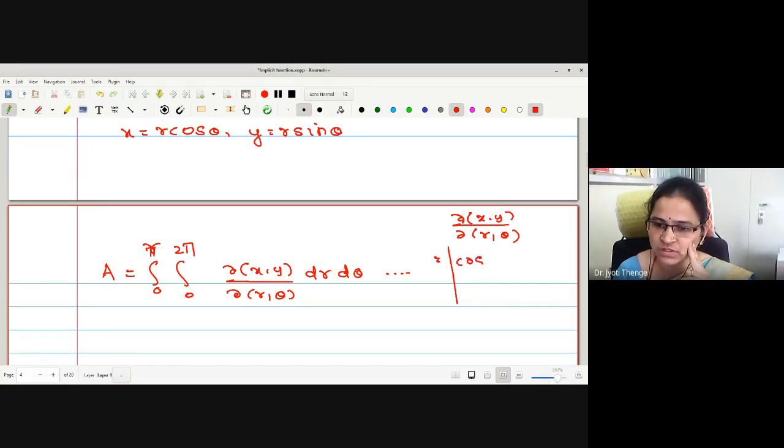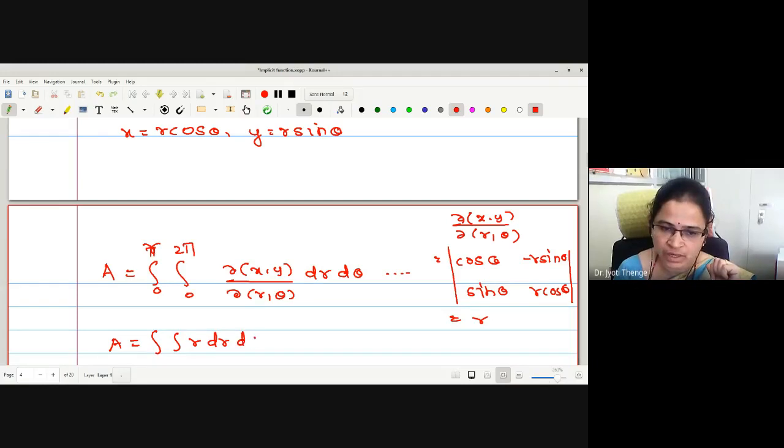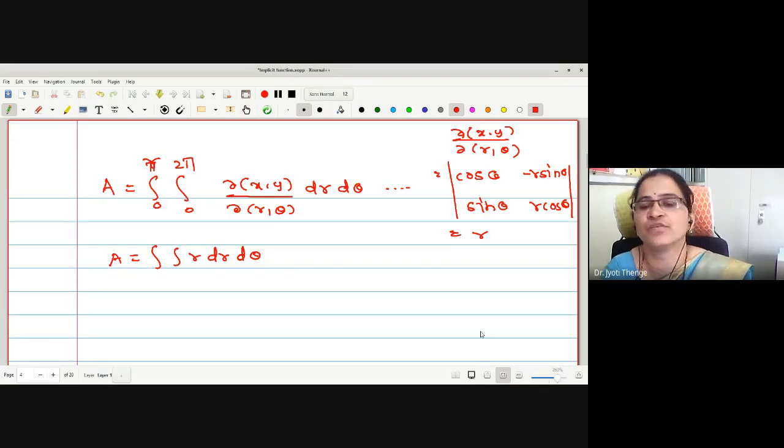This is actually cos theta, ∂x/∂r. And what is ∂x/∂theta? Minus r sin theta. Right? Then ∂y/∂r is sin theta. ∂y/∂theta is r cos theta. And if I take the multiplication, this is r cos² plus r sin², that is r. But here we were writing double integration r dr d theta. And this change of variables is possible only if these determinants are not equal to 0.